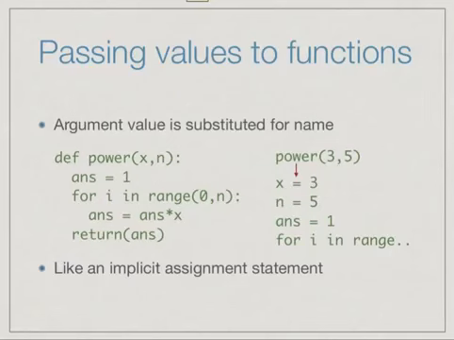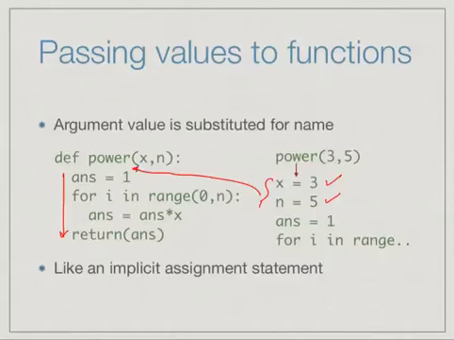So we have seen that we pass values to functions by substituting values for the arguments that are defined in the function. And this is effectively the same as having an implicit assignment. So when we say power(x, n) and we call it with values 3 and 5, then we have this assignment x equal to 3 and n equal to 5. It's not really there, but it's as though this code is executed by preceding it with this assignment.